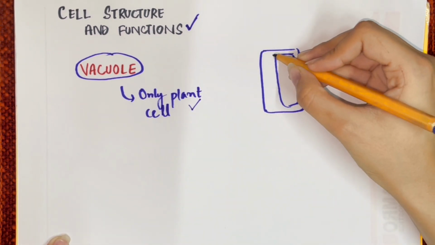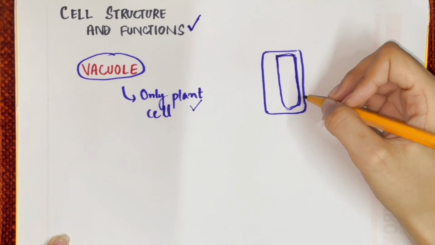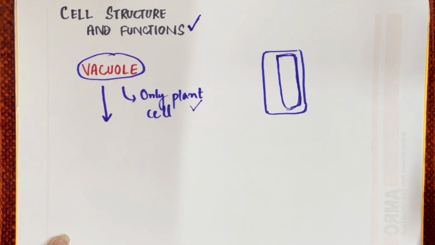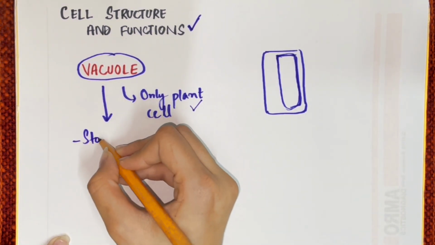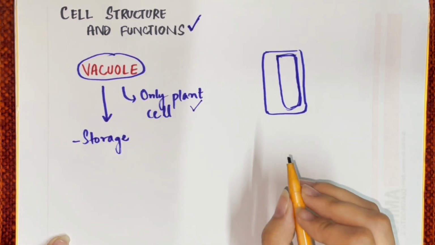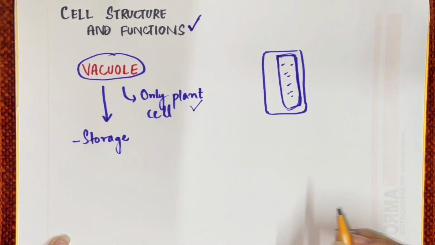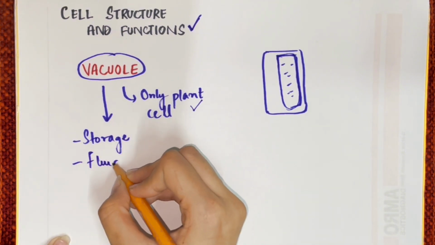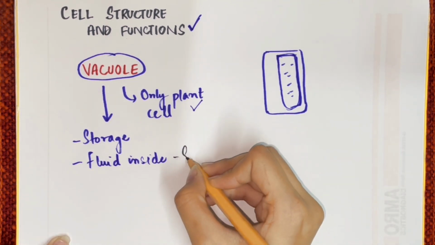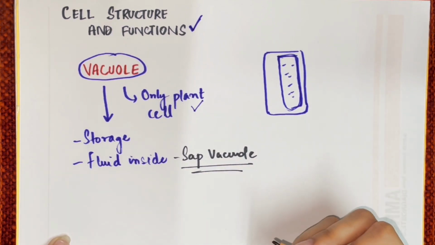When it comes to the structure of a vacuole, it takes up almost most of the space of the plant cell, and it has many functions. One of the functions that vacuole has is that it is a storage organ. Mainly, vacuole plays a very important role in the storage of certain substances, whether they are ions, molecules, or any other substance. It consists of a fluid inside it that is known as the sap vacuole. The sap vacuole is called so because it is in a liquid form and it is inside the vacuole, thus it is known as the sap vacuole.